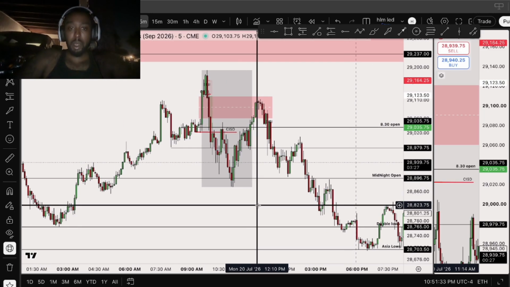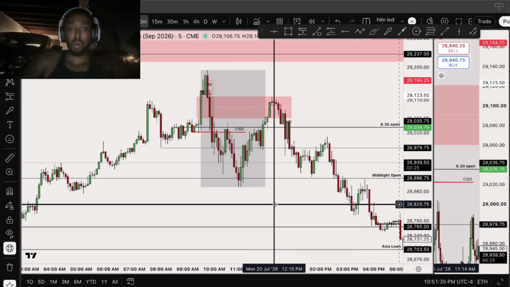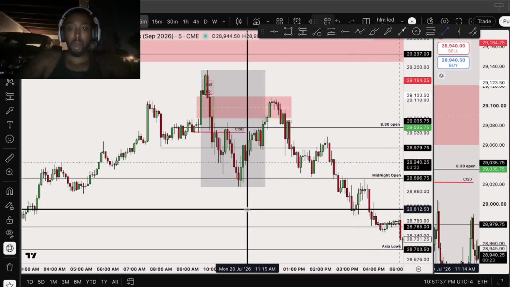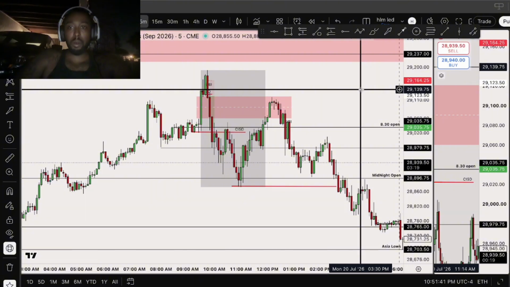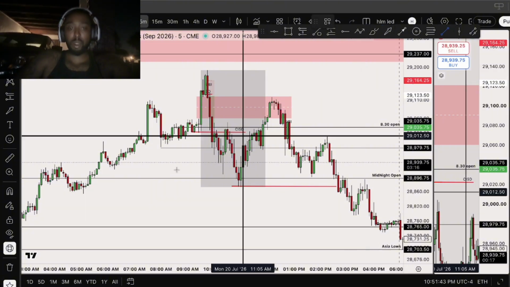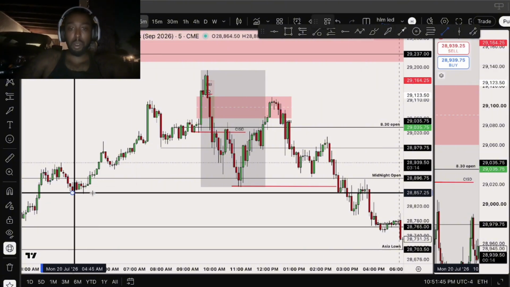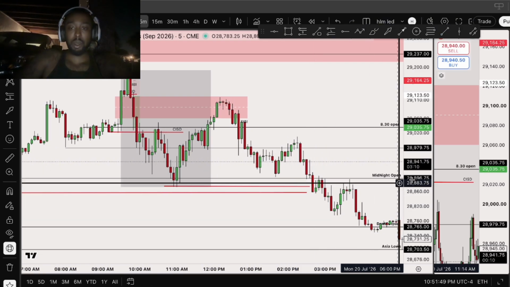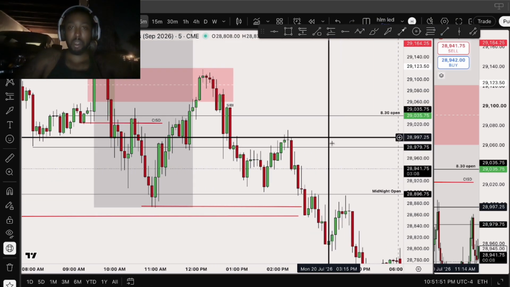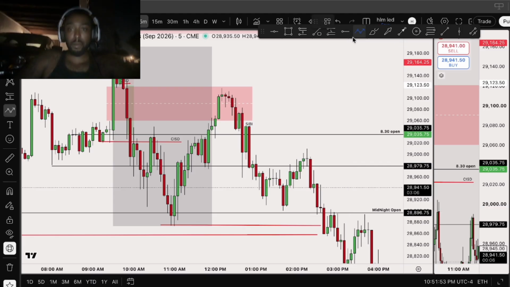Because remember, the market just can't go down and down and down, right? So when it went down here, it created another liquidity zone here, right? You have another liquidity zone here. So remember, whenever you've got equal lows or equal highs, you want to see it run away from it, because the market has to generate.